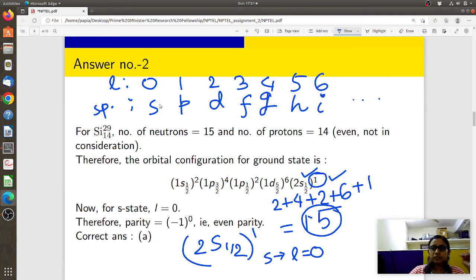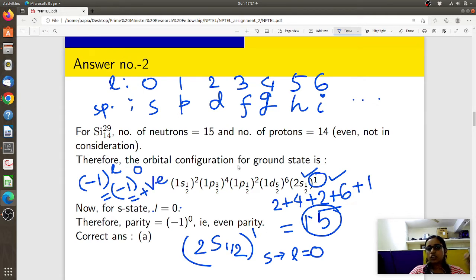So that means if l equals 0, the specification will be an s state. So l equals 0 for that last valence nucleon. The parity is minus 1 to the power l, so minus 1 to the power 0, which is nothing but a positive value. So it is an even parity.